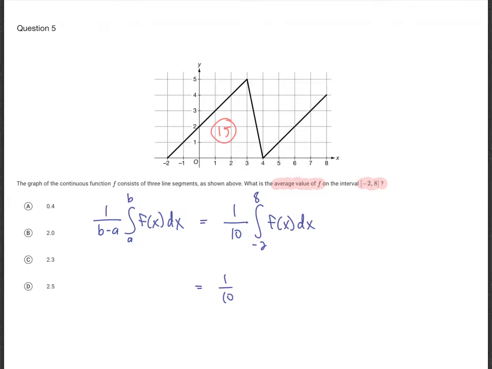Okay, and then we'll do 1/2 base times height for this. So this is 4 and this is 4, so 1/2 times 4 times 4, 1/2 of 16 is 8. Okay, so this integral is really 15 plus 8, so that's 23, times 1/10, and that's just 2.3.